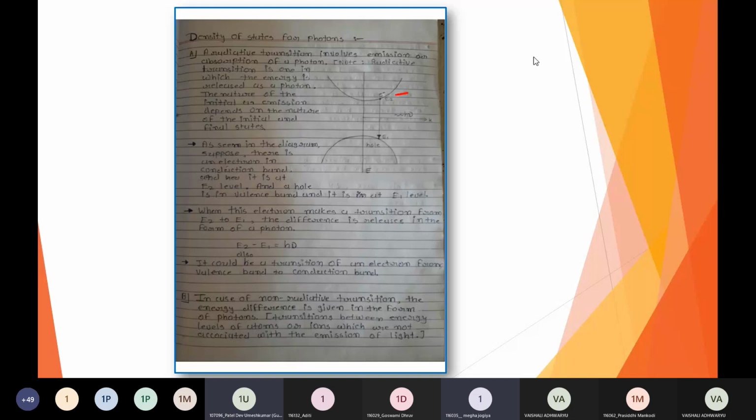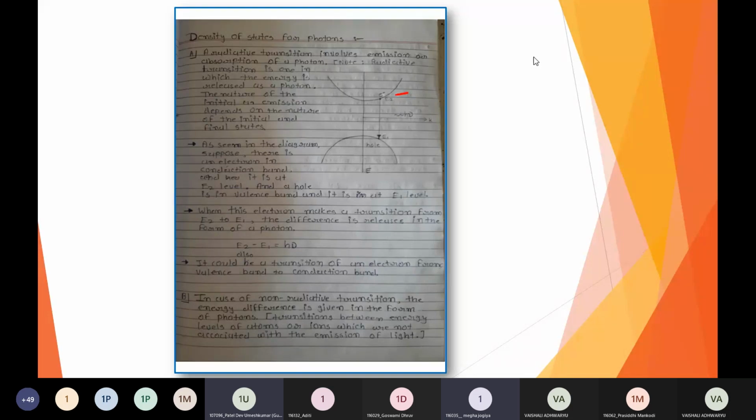It could also be a transition of electron from valence band to conduction band. એવું જરૂરી નથી કે E2 માંથી, conduction band માંથી electron valence band માં જાય તો જ transition થાય. valence band માં કોઈ electron છે એ conduction band માં જાય, E2 માંથી E1 ની જેમ E1 માંથી E2 માં જાય તો પણ transition શક્ય છે. So there will be a hole in valence band.